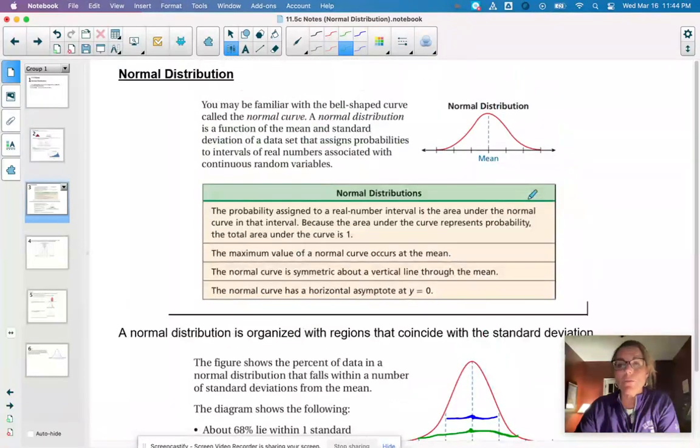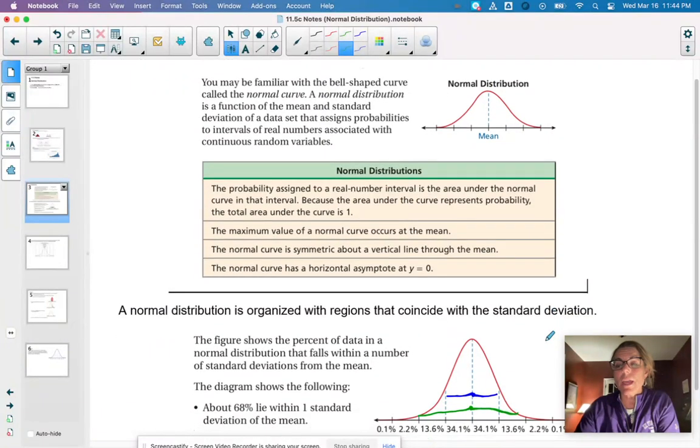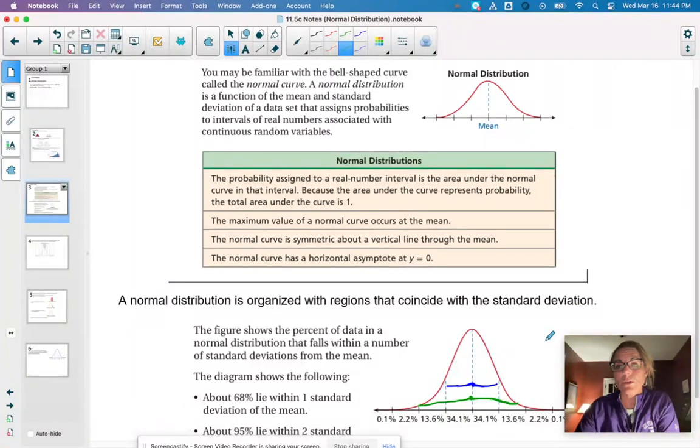The maximum value of a normal curve occurs at the mean, and the normal curve is symmetric about a vertical line that goes right through the mean. The normal curve also has a horizontal asymptote at y equals 0.